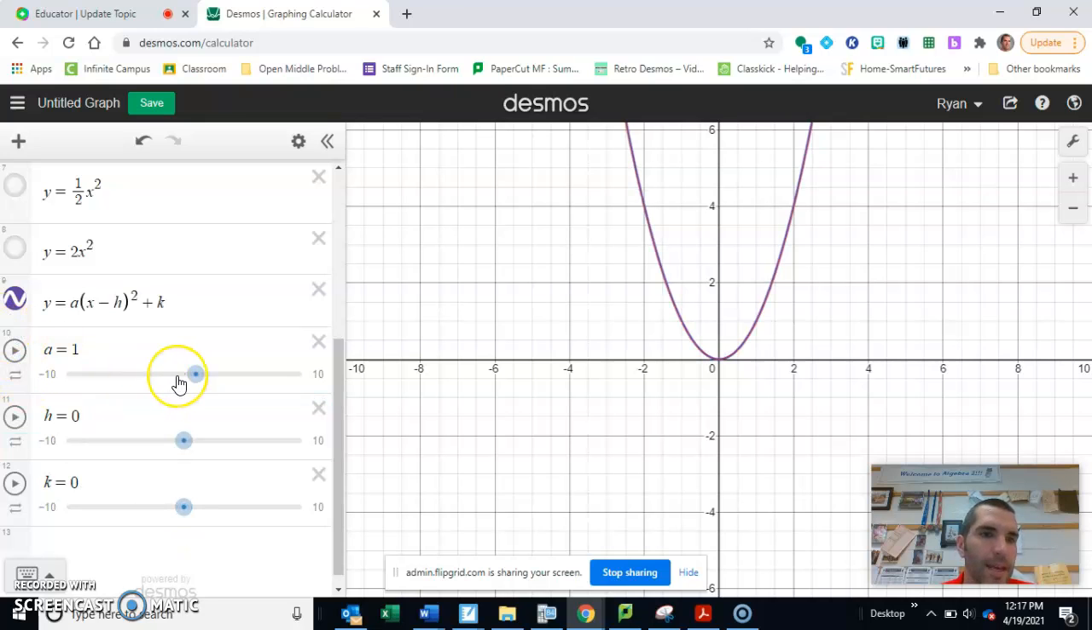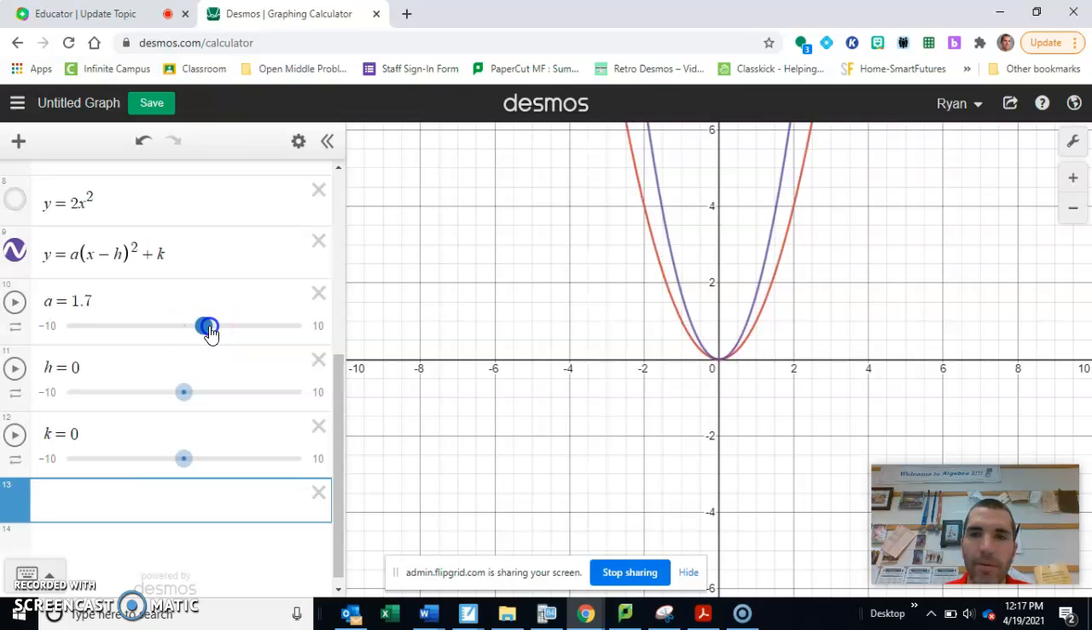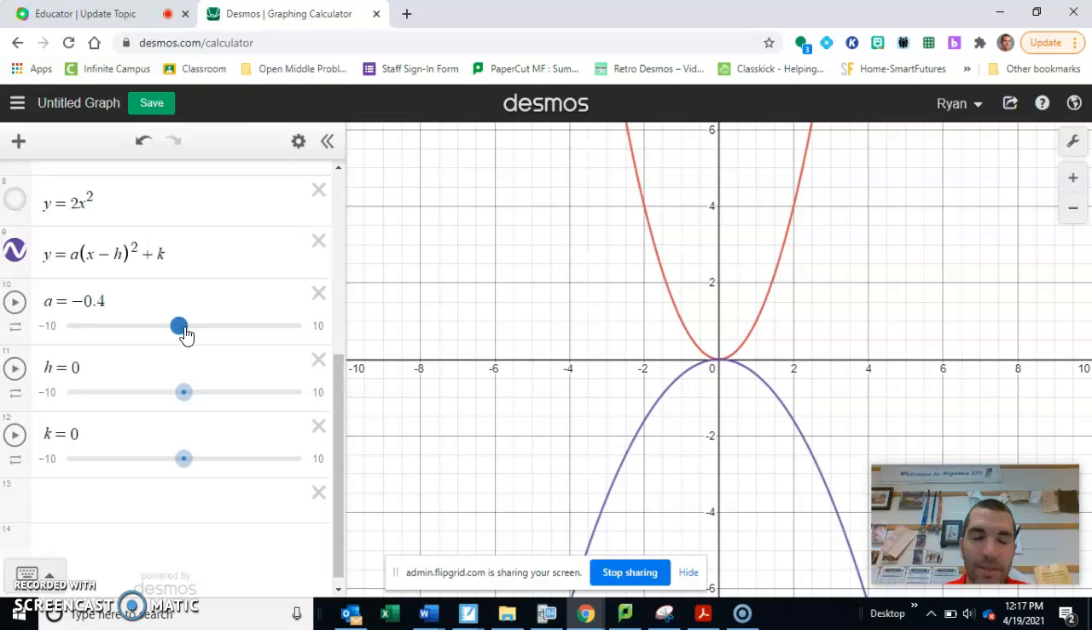And then my a can do one of 3 things. If my a is -1 or any negative, it will flip it. If my a is greater than 1, it will vertically stretch it. If my a is between 0 and 1, such as 0.5, it will make it wider or vertically compressed. Now I can do these also with the flip. So if my a is between 0 and -1, it will be flipped and vertically compressed. And if my a is less than -1, it would be flipped and vertically stretched. And that's our parabola.